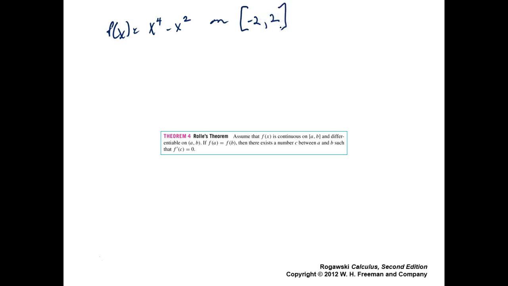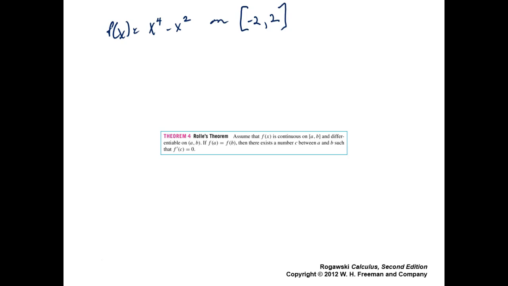Now, the other condition for Rolle's theorem to be considered is that we need to make sure those have the same values. And what is f of -2? -2 to the 4th power is positive 16. Positive 16 minus positive 4, so that would be 12. How about at 2? 16 minus 4 is 12. So that has the same values at both endpoints.